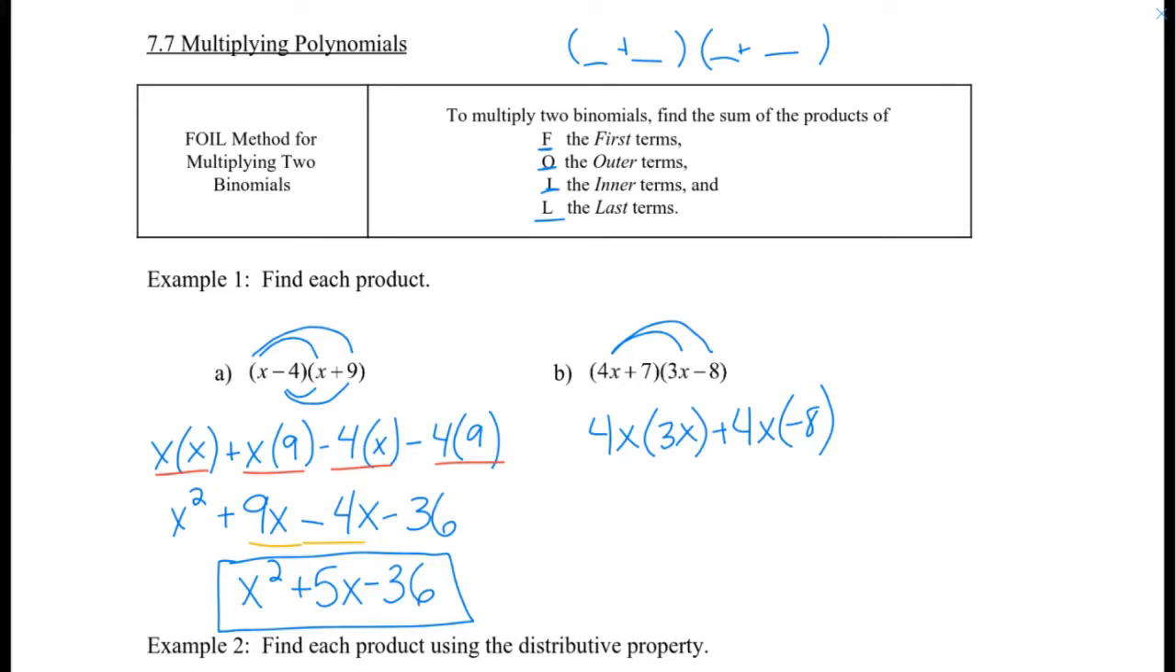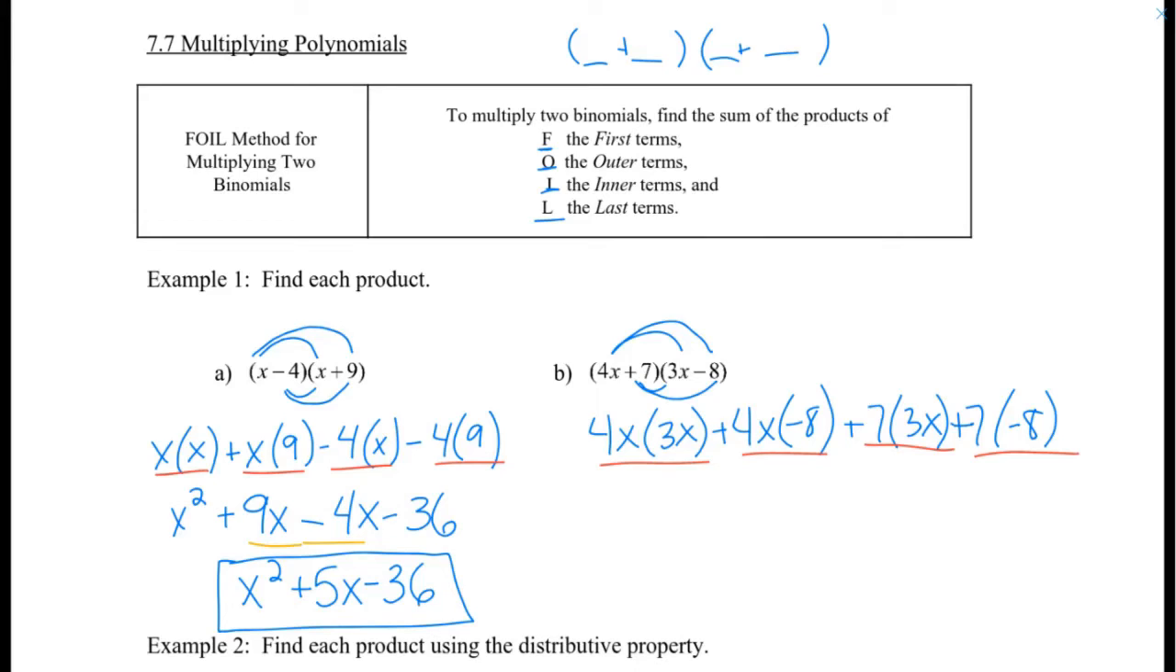Then we'll distribute our next term in that first binomial. So we'll distribute the 7 through to the 3x and the -8. So we have 7 times 3x and then 7 times -8. And I think you can start to see that these can get a little bit complicated. It can get messy. So again, it's really important to keep your work very organized and neat, so that not only can you follow it, but other people looking at your paper can follow it. All right, let's finish multiplying these.